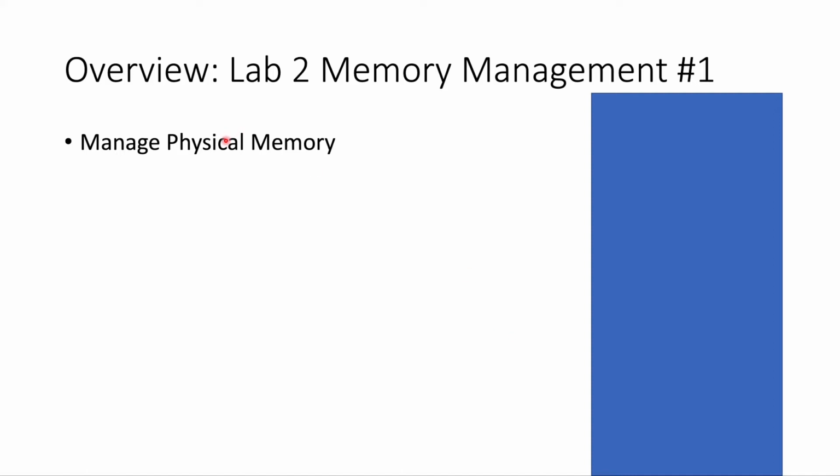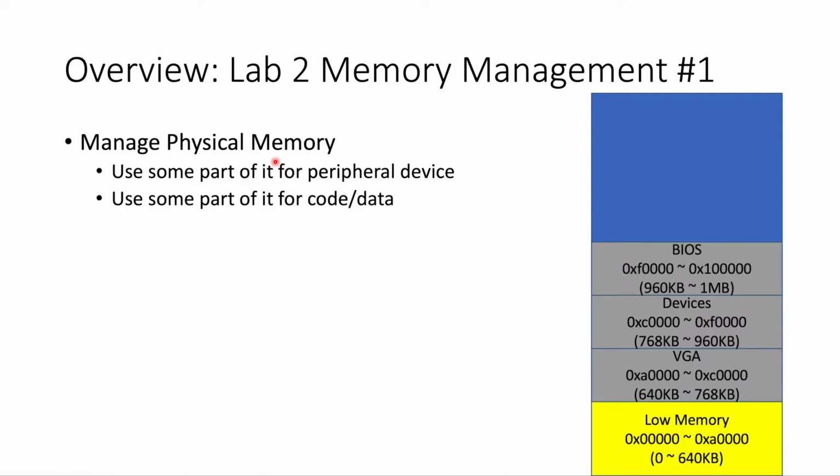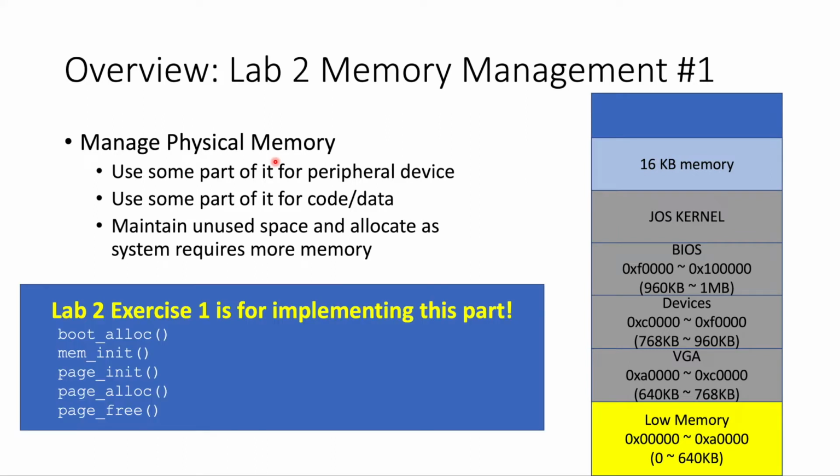In Part 1, we managed the physical memory. What it means is that we try to mark some of the memory used by the peripheral devices and also the physical memory used by the JOS kernel itself. Then we mark all these pages as in use in physical memory, and we also maintain all the free memory pages. And we also need a mechanism to allocate memory and free it.